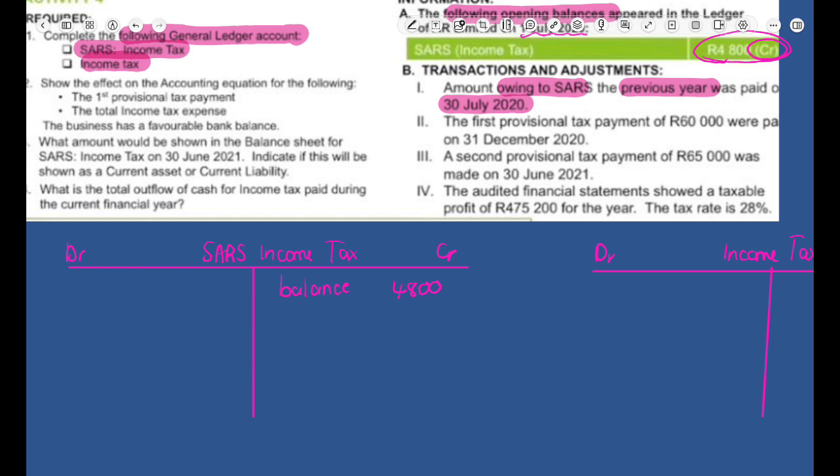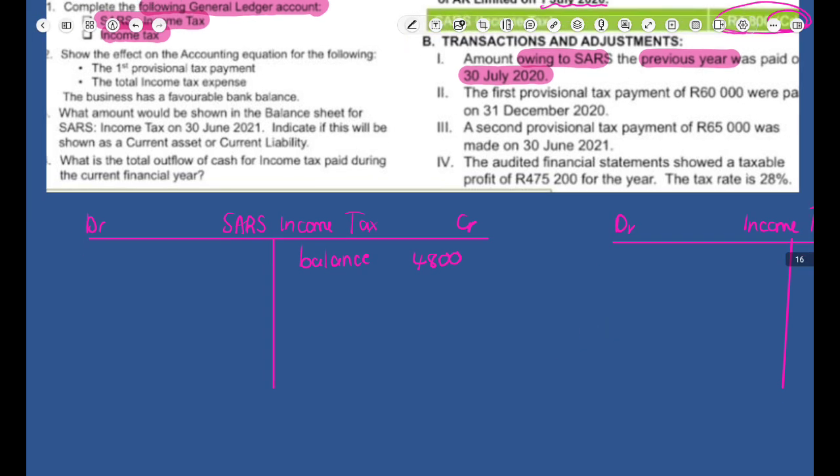Now we are in the new year, and they say that the amount that we were owing to SARS was now paid in the new year. If something is paid, you need to take it out of the account, because we no longer owe it. If it's sitting here as an opening balance, it means that we owe SARS 4,800, but now we no longer owe SARS. So we need to take that 4,800 to the other side to cancel it out of this account.